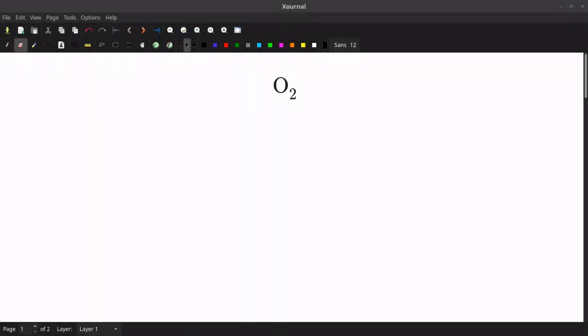Hello everybody. In this video we're going to be writing the Lewis dot structure for diatomic oxygen. The first thing, like we always do, is write down which atoms we have. We only have one type. We have oxygen here. Next we need the electron configuration for oxygen.